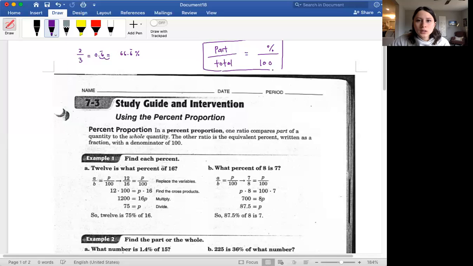And so what we're going to look at today is, what if we're missing the part, but we have everything else? Or what if we are missing the total, but we have everything else? Or what if we're missing the percentage, but we have everything else? So we're going to use these proportions, and anytime we see proportions, we can solve using cross multiplication. And so when we're missing one part out of these four parts here, we can solve and work it out to find the missing part.